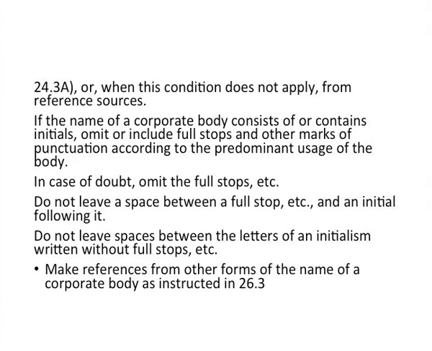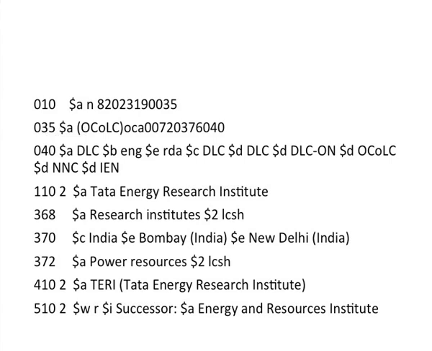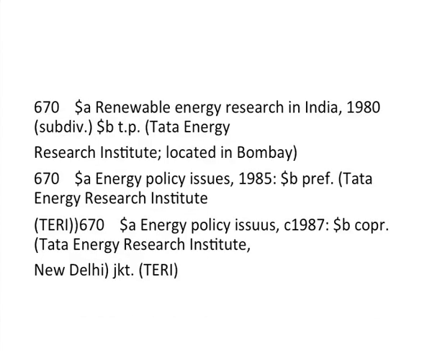If the name of a corporate body consists of or contains initials, omit or include full stops and other marks of punctuation according to the predominant usage of the body. To cite an example, if we take the name authority record of Tata Energy Research Institute, the heading in the record is given as Tata Energy Research Institute because it is the most prominently named body in the book, as well as in common parlance; in the open market it is known as Tata Energy Research Institute. But Tata Energy Research Institute is also called TERI. So, if you are carrying TERI as a cross reference in the name authority record, you will have to carry TERI and write the expanded form of TERI in brackets.